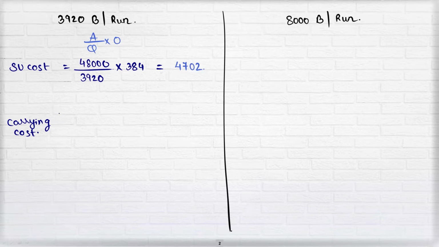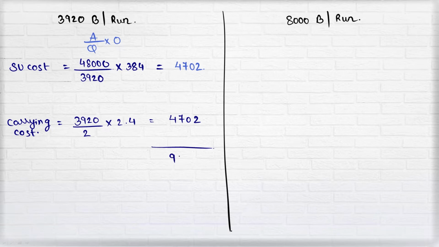How to find out carrying cost? Carrying cost will be 3920 divided by 2 multiplied by 2.4. Is it 4702? How come they are same? In economic ordering quantity, your ordering cost and carrying cost will be same. So in economic batch quantity, your carrying cost and setup cost will be same.